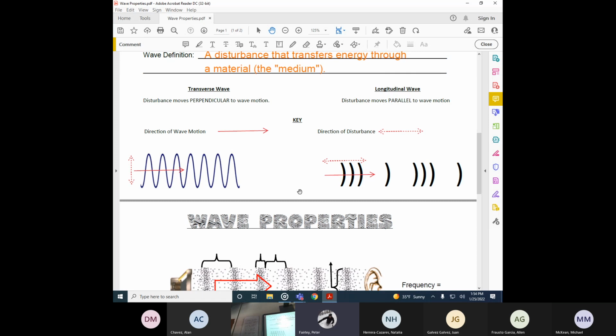Longitudinal, right? The disturbance is going in the same direction as the slinky, going with the slinky instead of against the slinky. Well, let me just the floor. It's the same as side to side.